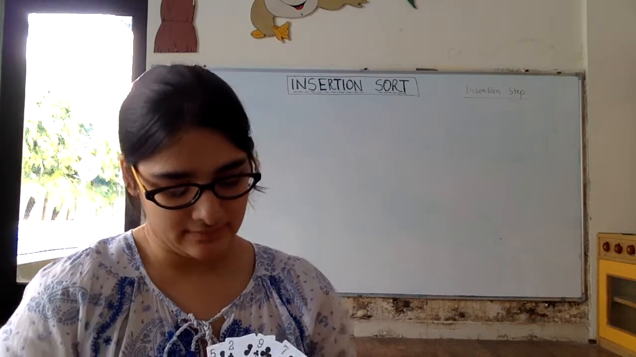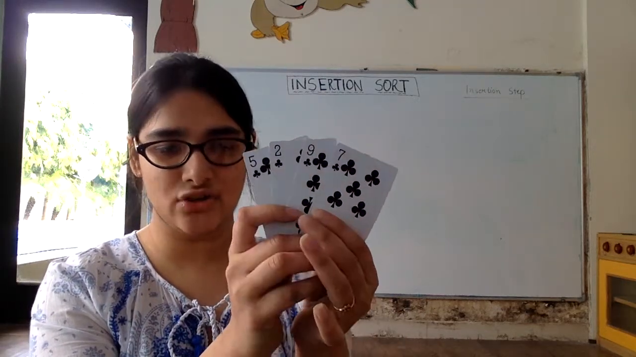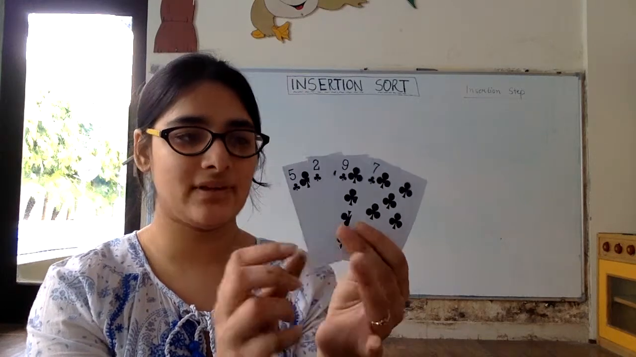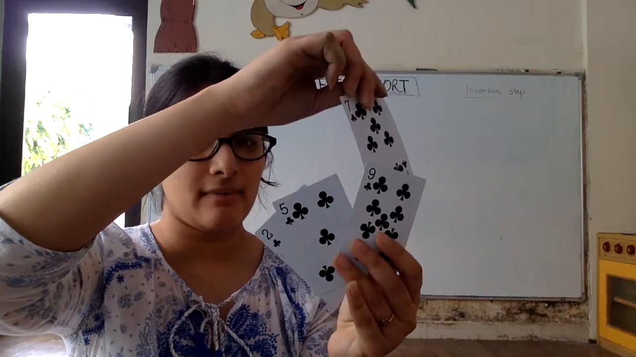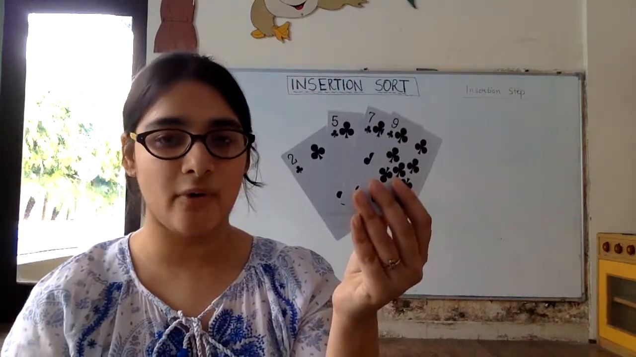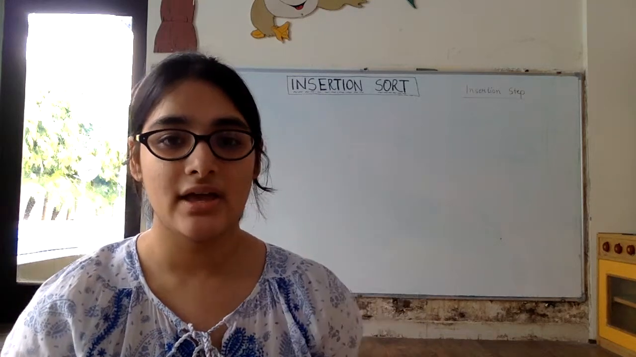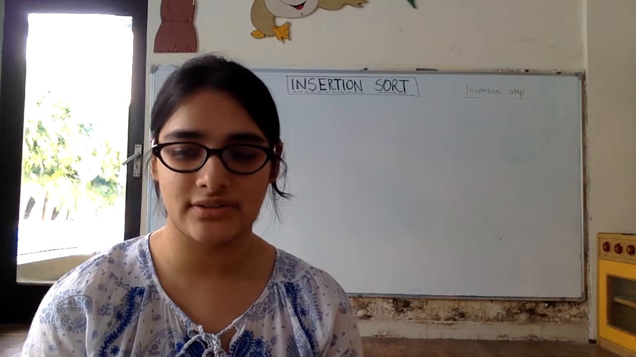Let us take an example. Suppose I have these 4 cards. You can see that they're unsorted. How will I sort them? I first bring 2 before 5 and then bring 7 between 5 and 9. At this point, my cards have become sorted. This is basically the same way insertion sort algorithm works.